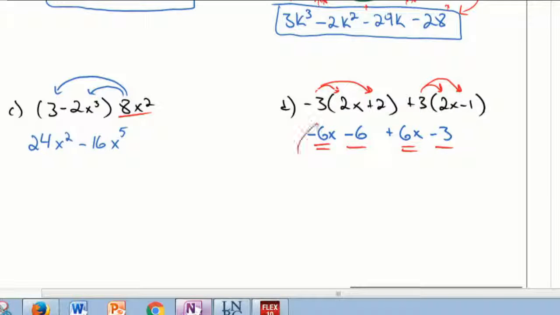Negative 6x here and positive 6x, what happens there? I had 6, take away 6, so I end up with 0 x's, and 0 times x just gives me 0. So I'm not even going to write it in, because it just goes away. I have negative 6 and negative 3, add them together, I end up with negative 9. And that is that thing simplified.